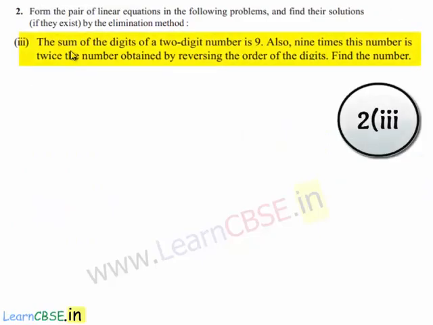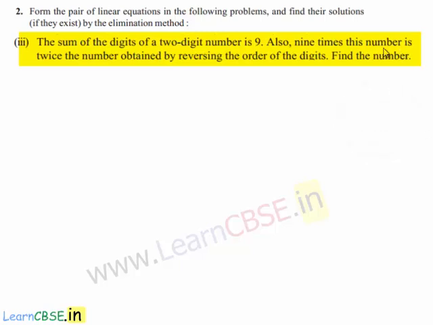Coming to the third bit, the sum of the digits of a 2-digit number is 9. Also, 9 times this number is twice the number obtained by reversing the order of the digits. Find the number. So let us see the solution.